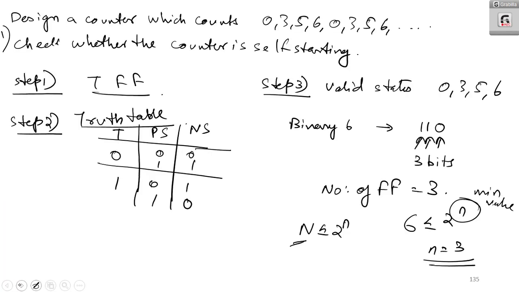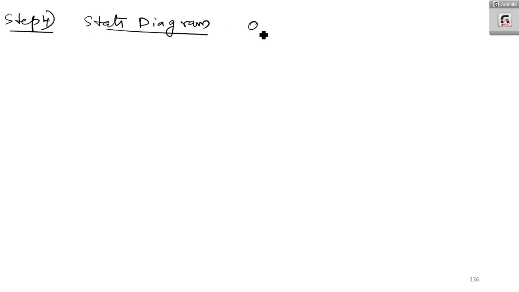Coming into step 4, I am drawing the state diagram. Which are the valid states I am having? Valid states are 0, 3, 5, 6. Again 0, 3, 5, 6. It will go like that, right? 0, 3, 5, 6, 0, 3, 5, 6 like that.